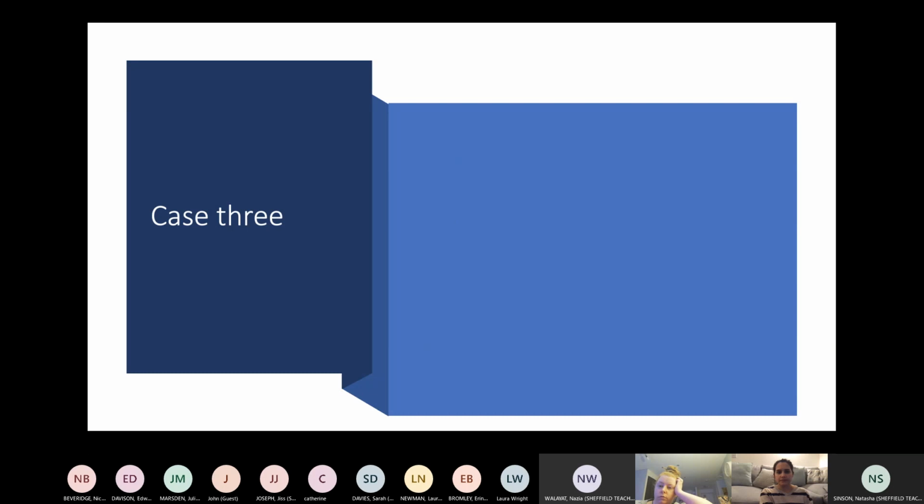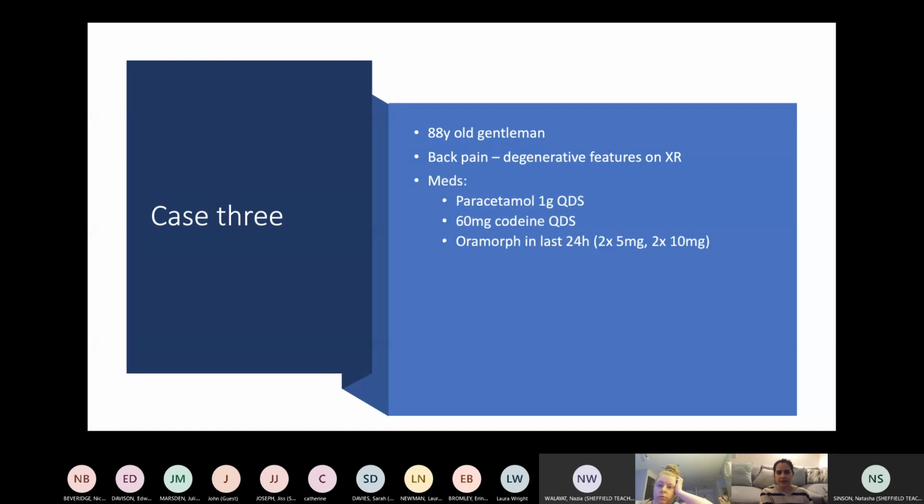So case 3. I've got an 88-year-old gentleman this time who's got back pain and degenerative features on his x-ray. He's already on medication: paracetamol, codeine and Oromorph, and he's used 30 milligrams of Oromorph in the last 24 hours.